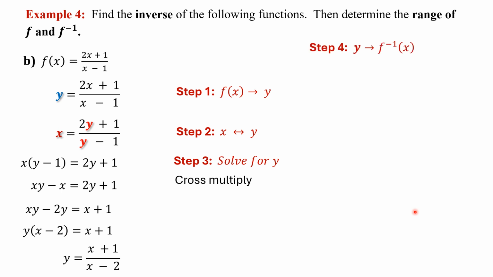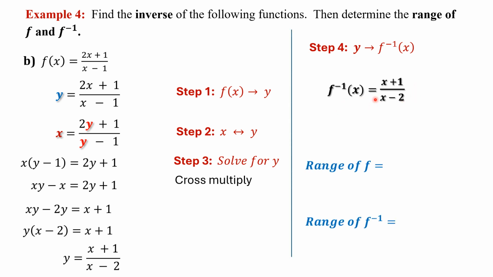And then for the last step, replacing y by the f inverse notation. So f inverse of x is equal to x plus 1 over x minus 2. So this is the answer for the second question.